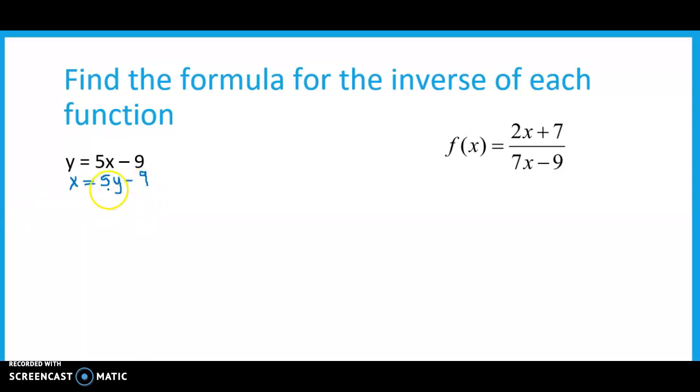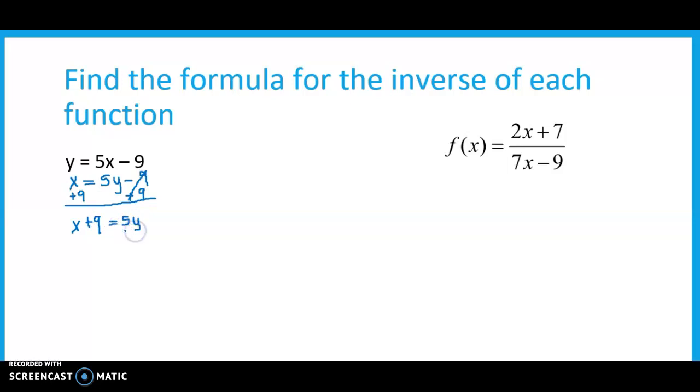First thing I'll do in order to solve for y is add 9, and that will take this to the other side of my equation. I have to keep my equation balanced, so I add 9 to both sides. These guys cancel. True inverses. These are not like terms, so I start with that formula. X plus 9 is equal to 5y.